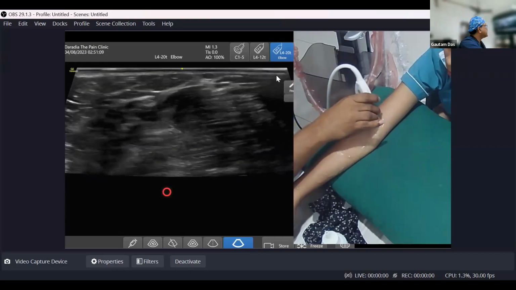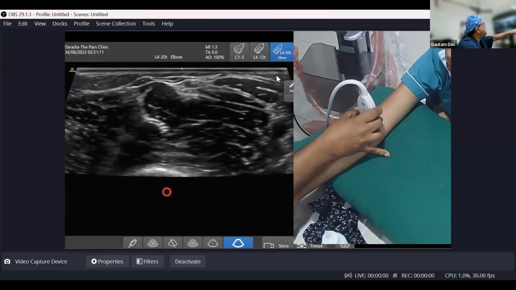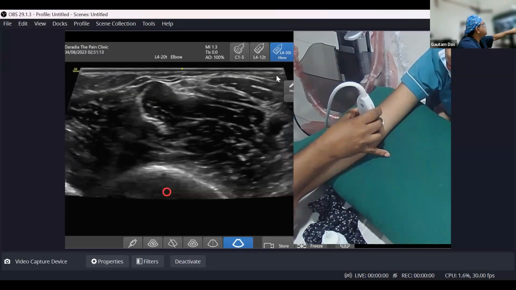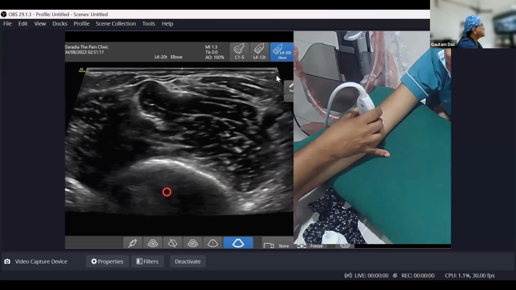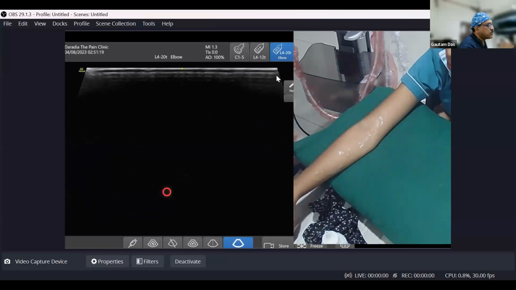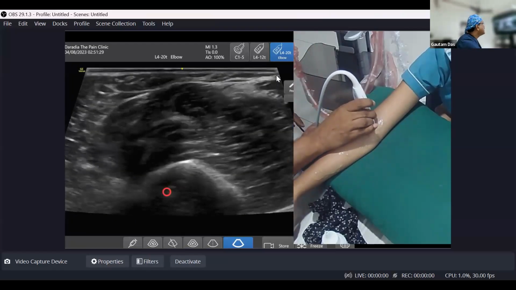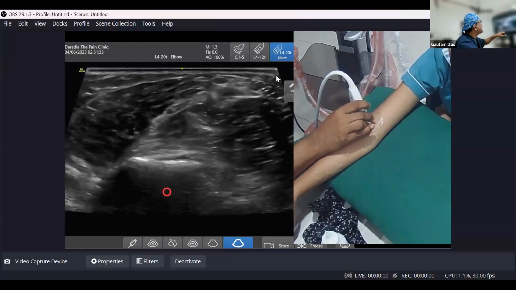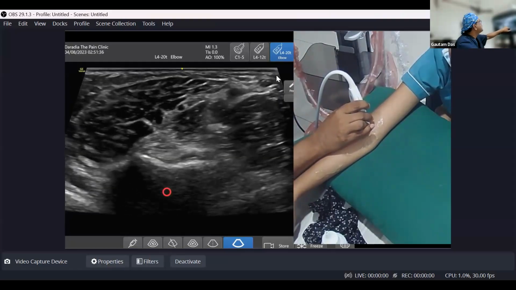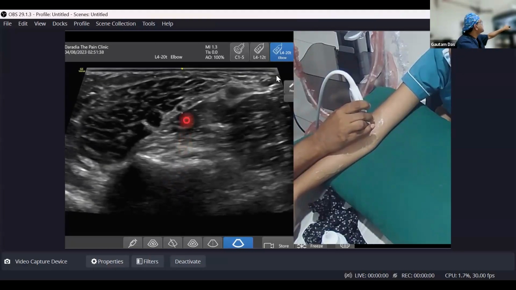And if I'm following the deep branch, let me decrease the depth a little bit. The deep branch will be first coming into the radial tunnel. So where is the radial tunnel? The radial tunnel is situated just over the radiocapitellar joint. So the base is formed by the capsule. On the lateral side, we have the brachioradialis, and it will be coming then between the two heads of the supinator. So this was your deep branch.